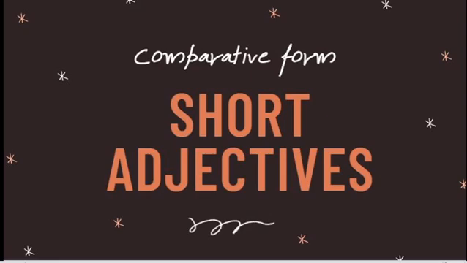This time we are going to learn how to make a comparative form using short adjectives. So let's begin with an example. This is Ted. As you can see, Ted is not very young. And this is his brother, Mike. You have two different people, very different from each other. We can use the comparative form to talk about or describe the differences between these two guys.